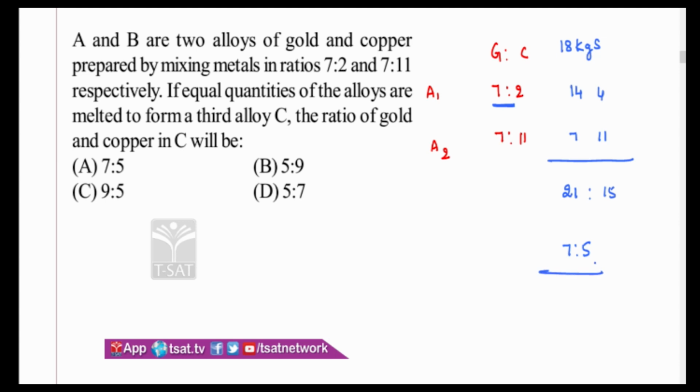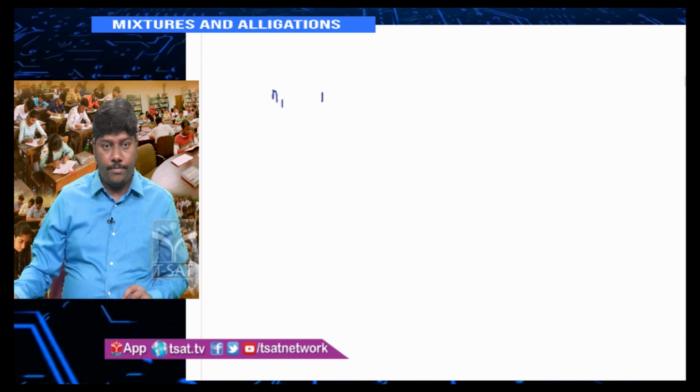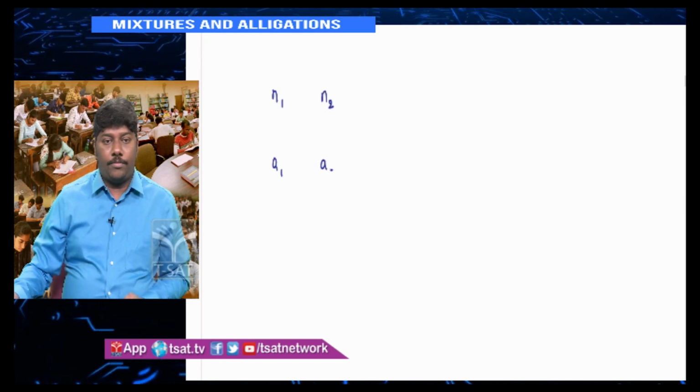You can use the formula (N1A1 + N2A2) / (N1 + N2). When they say equal quantities, you can also take it by using values. Values will only work when they say equal quantities. If they ask you to mix them in the ratio 1:2, then this won't work. And one more thing, remember this formula with N1, N2, A1, A2, capital A.